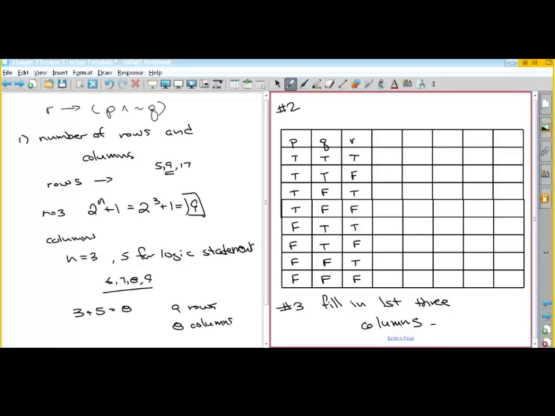If we have four statements, then you'd have another column. You might have P, Q, R, and S. And there's some homework problems that are associated with that. Okay, so that's just different combinations of trues and falses.